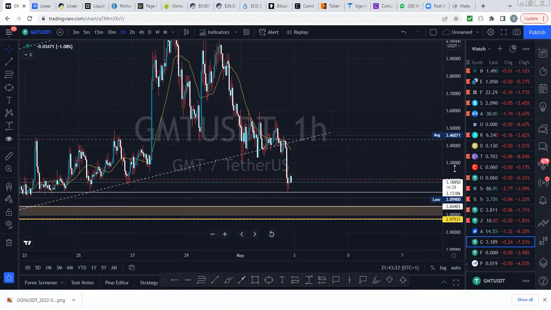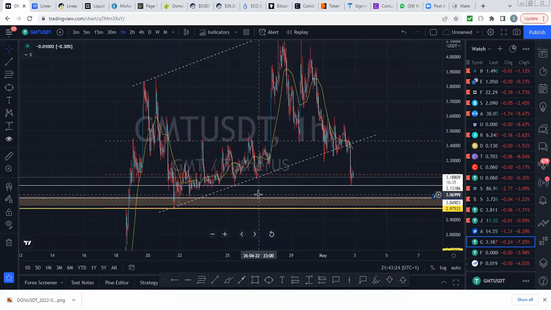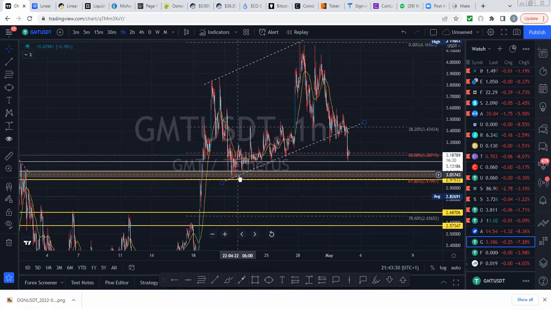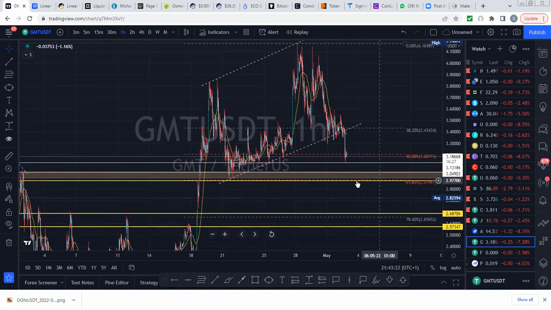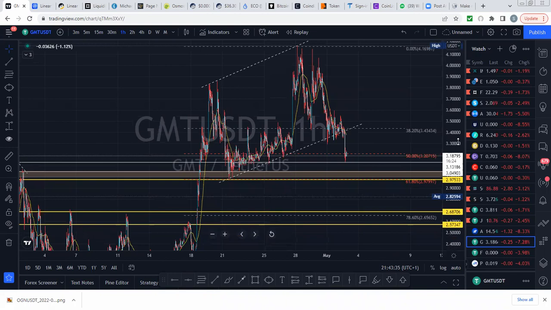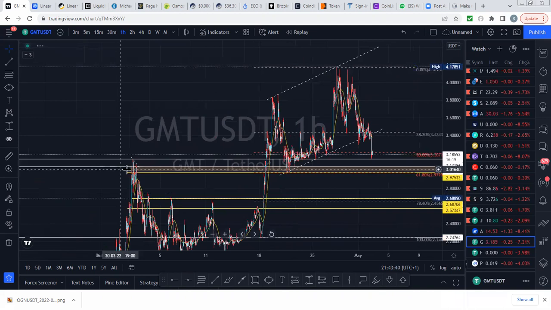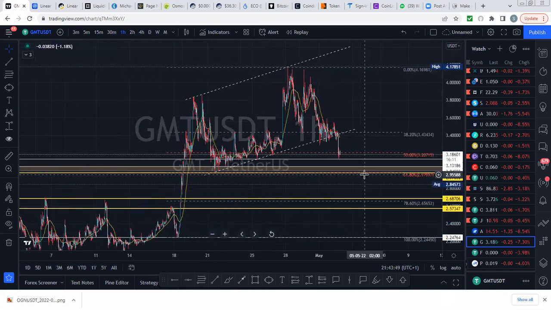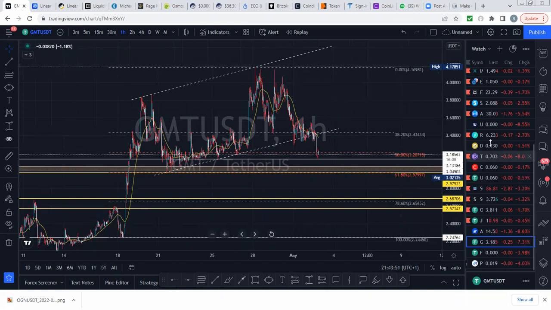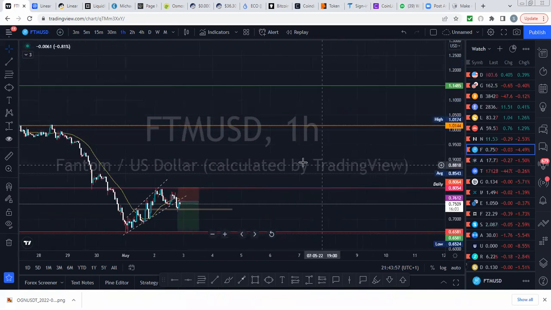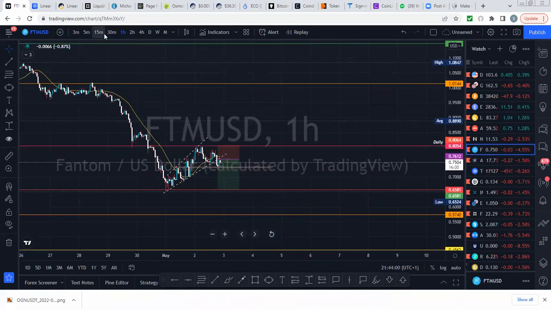Look at this buy limit order that I have on GMT. I'm looking at price to touch this 61.8, that's 2.97. You can see it's on a support level. So I'm looking at price to visit there, then I will long. So for now, I'm still looking at it.